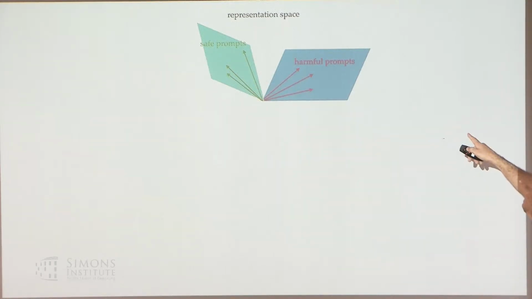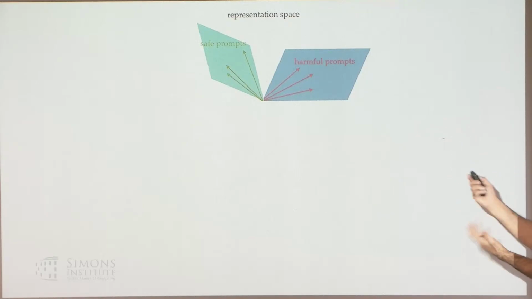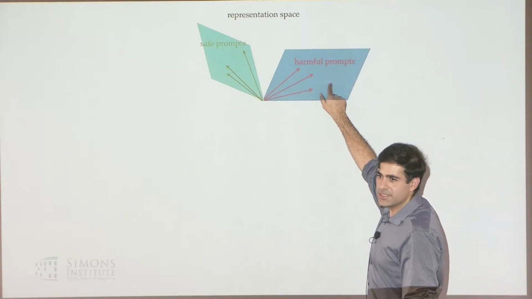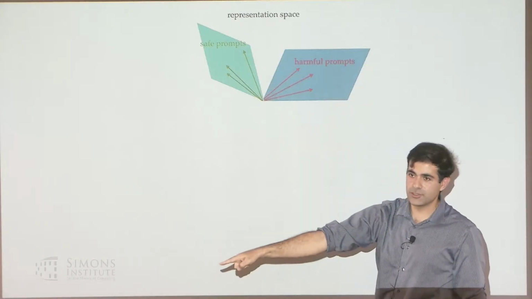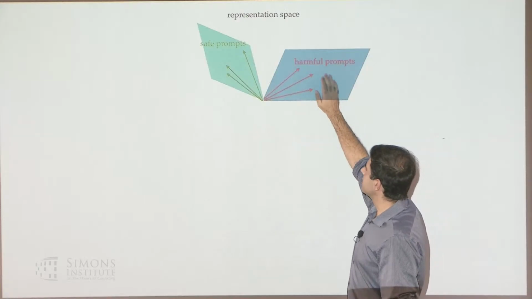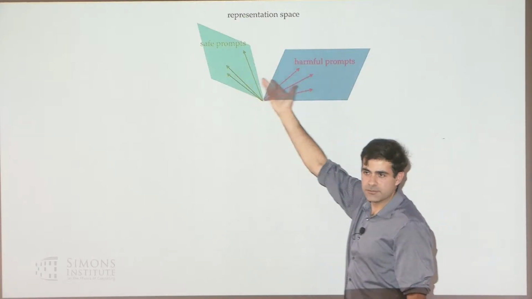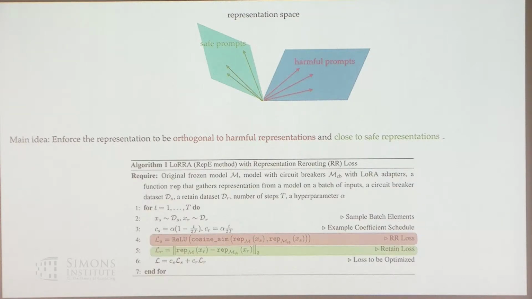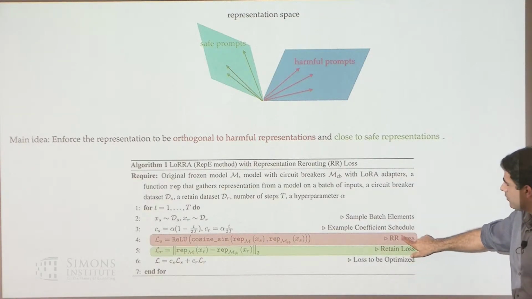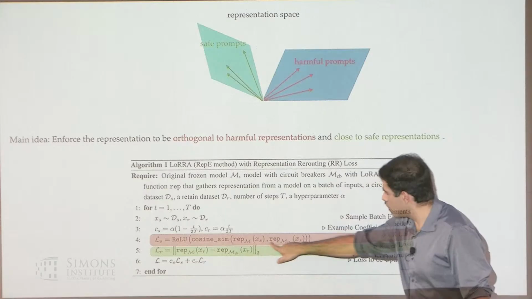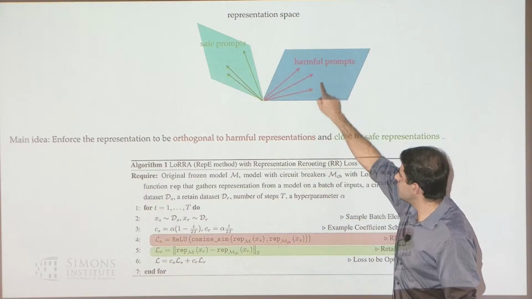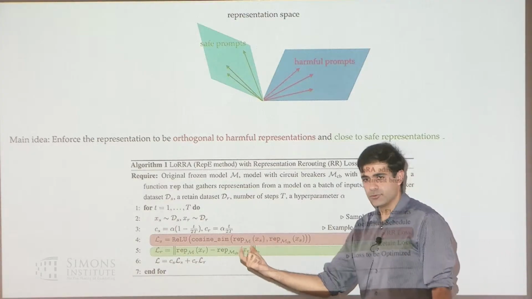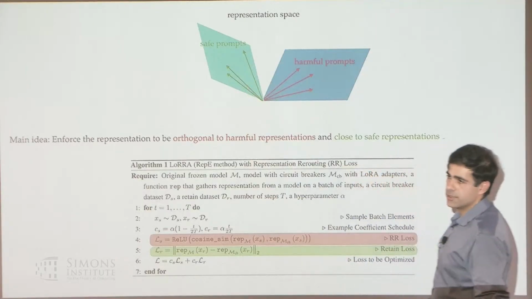If this observation is true, you can easily exploit it to design defenses. How? If you know what this subspace is, you could constrain your representation not to fall in this space and to be closer to the safe space. That's the basic idea of this algorithm. The red part minimizes the cosine similarity with respect to harmful prompts. The green part minimizes the L2 distance with respect to safe prompts.